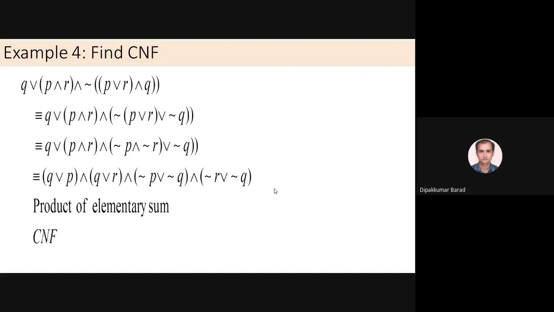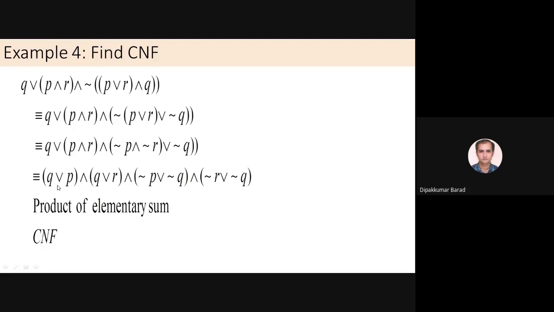Find the CNF. Conjunctive normal form. What we want to find here is a product of elementary sums. The statement given here is Q or P and R, and not of P or R and Q. So what I do is write this as Q or P and R, and this not of P or Q or not Q, which becomes Q or P and R, and now not P and not R or not Q.